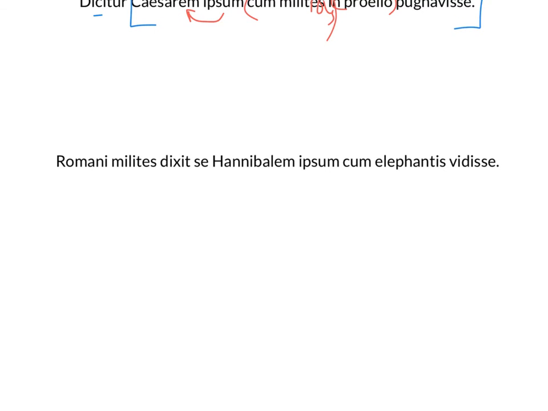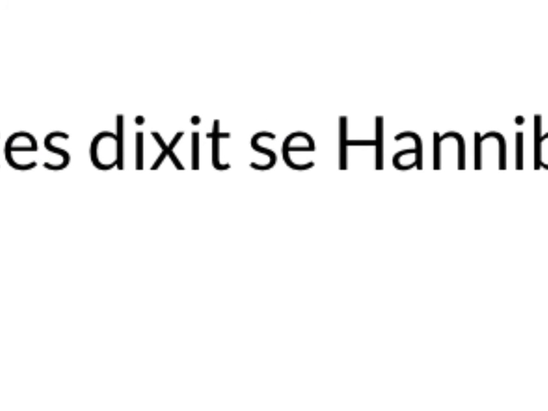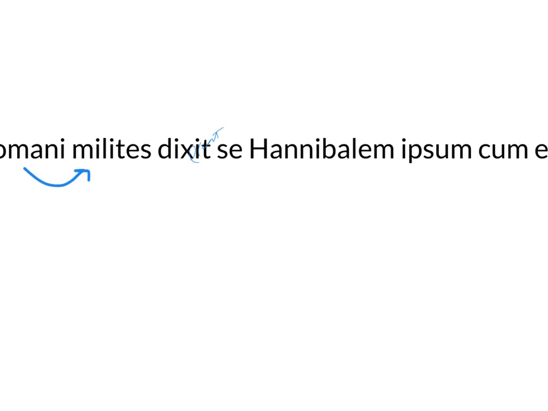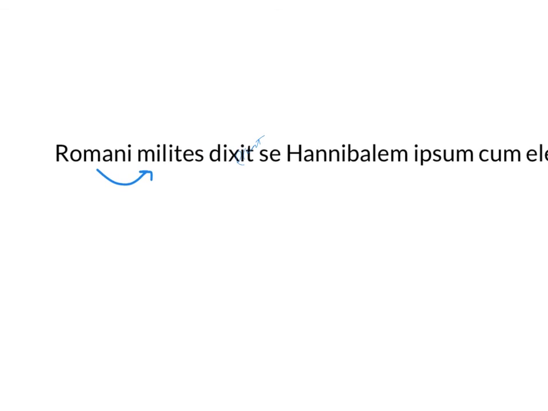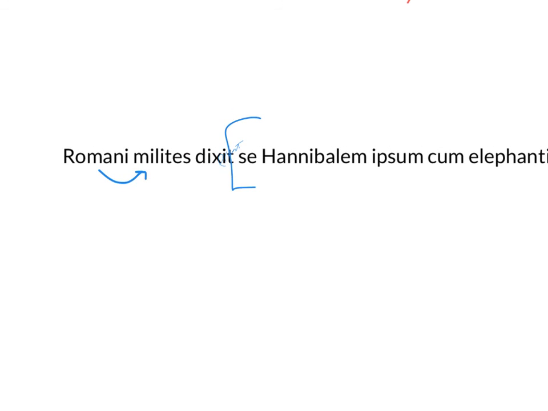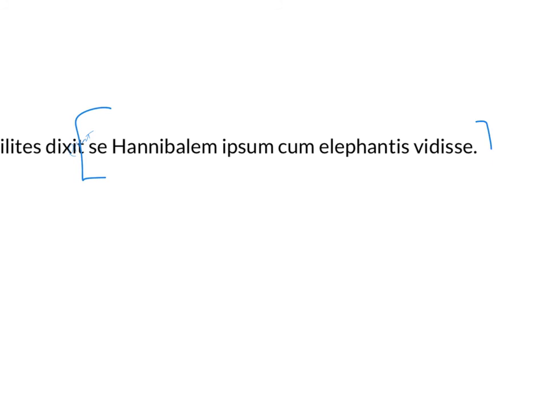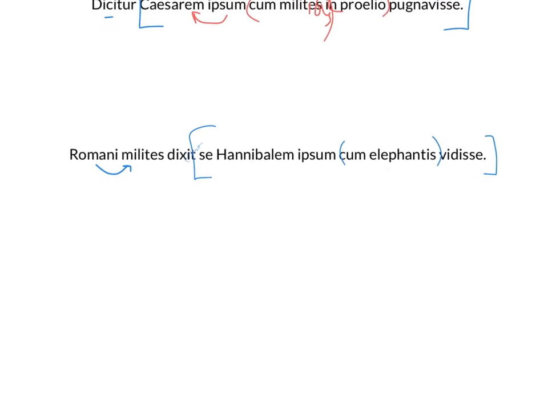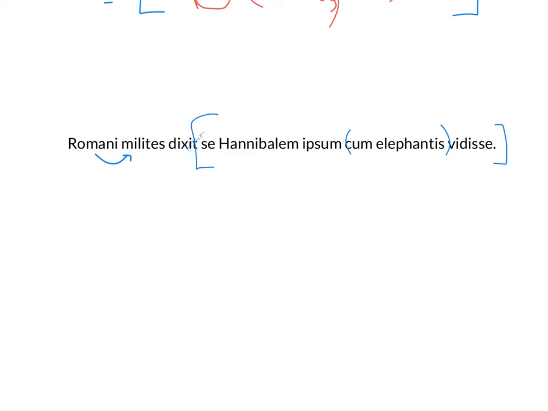Romani milites dixerunt, se Hannibalem ipsum cum elephantis vidisse. All right, so we have the Roman soldiers. Oh man, this should be dixerunt. Anyway, Romani milites dixerunt, se Hannibalem ipsum cum elephantis vidisse. So we have the Roman soldiers said that, and then look, an example of a reflexive, that they had seen Hannibal himself. All right.